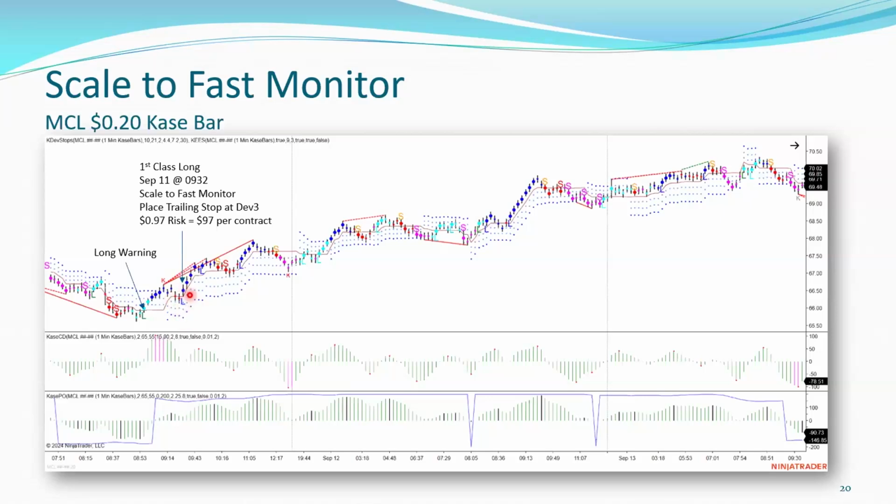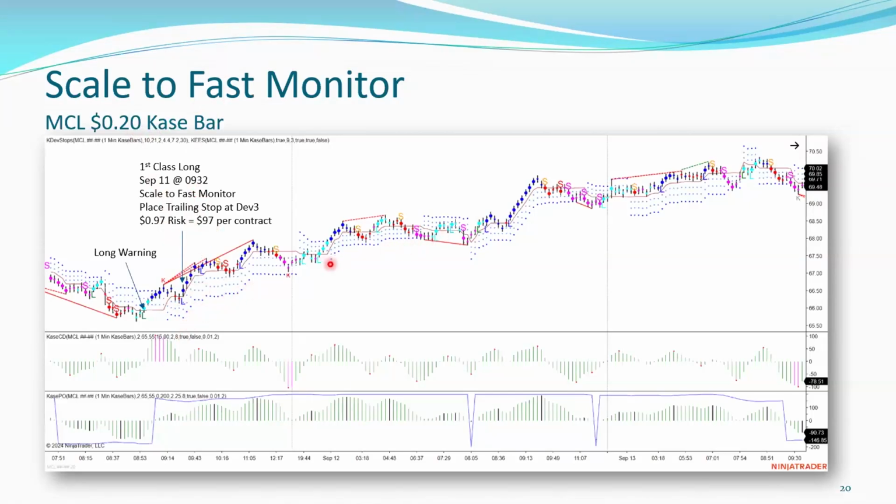When you get the signal to scale higher, so in this case, I get a first class long signal at 9:32. That's telling me that now I can scale my risk up to the fast monitor, meaning I can take more risk. So now I'm going to have my risk at Dev 3 on the fast monitor, which is the 20-cent chart. That's 97 cents of risk or $97 per contract. And I'm going to trail that stop.